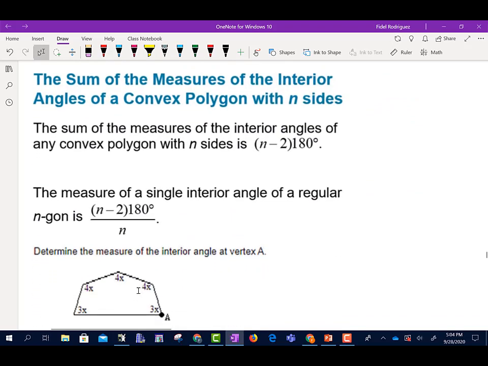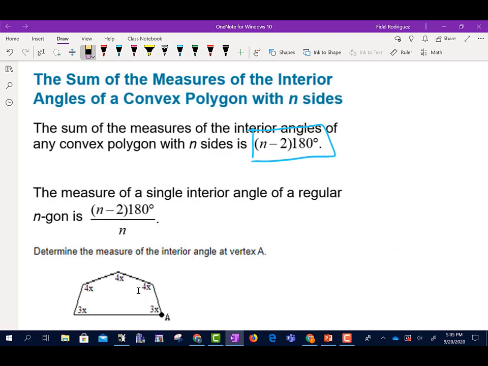All right. And the next problem says the sum of the measures of the interior angles of a convex polygon with n sides. It says the sum of the measures of the interior angles in any convex polygon is n minus 2 times 180. That's what happens when we add up all the angles on the inside. We have to add them up.